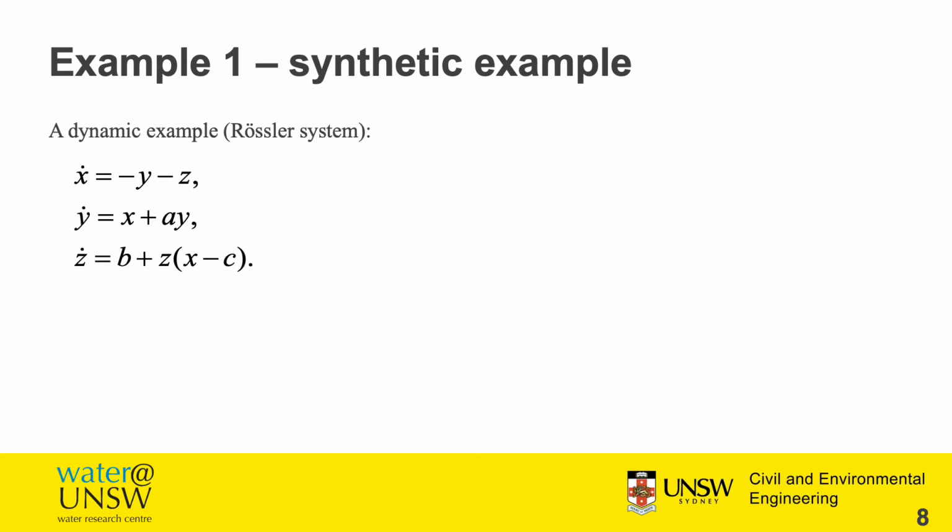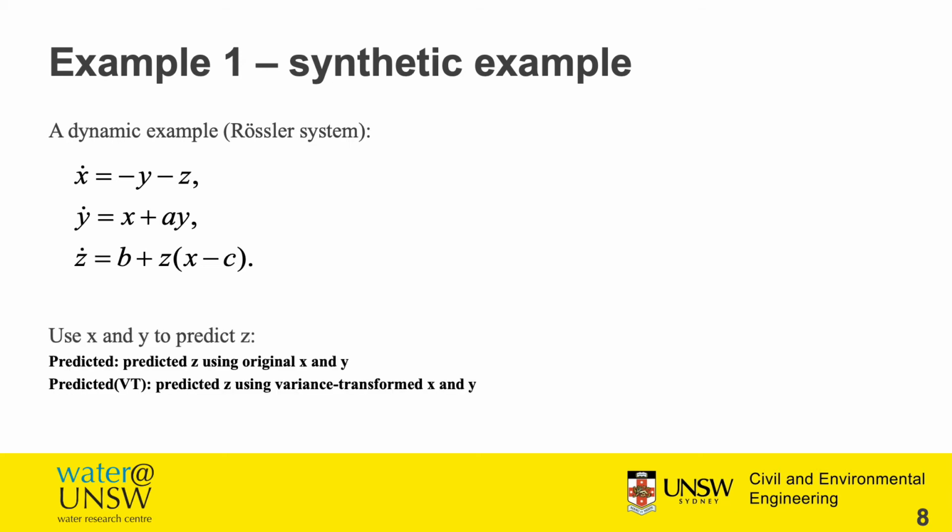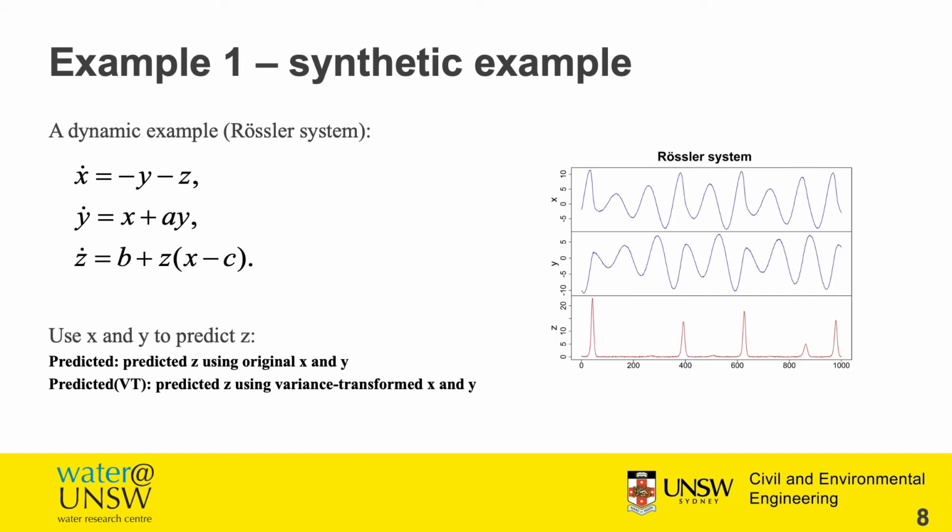First, let's look at a synthetic example. It is a nonlinear example generated from the Rössler system with chaotic dynamics. In this case, we have used X and Y to predict Z, including the scenarios using both transformed and untransformed predictors X and Y. A realization of the dataset with 1,000 samples is shown here. By our visual check, it is clear that predictors and response have completely different spectrum properties.